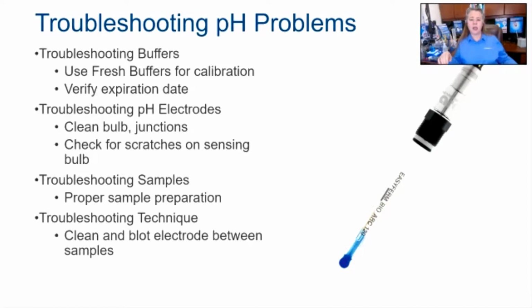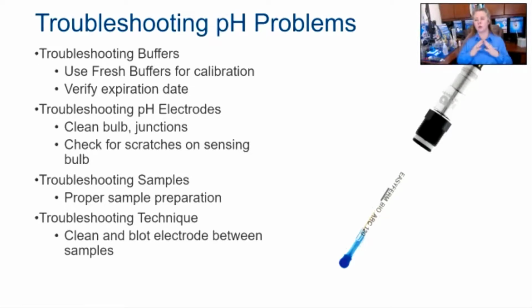If you're getting sluggish response, check the liquid junction. Are you getting precipitate? Does it need to be cleaned? At the end of a reaction, you can actually look at that glass bulb under a magnifying glass. Do you see any scratches or dents or dings?